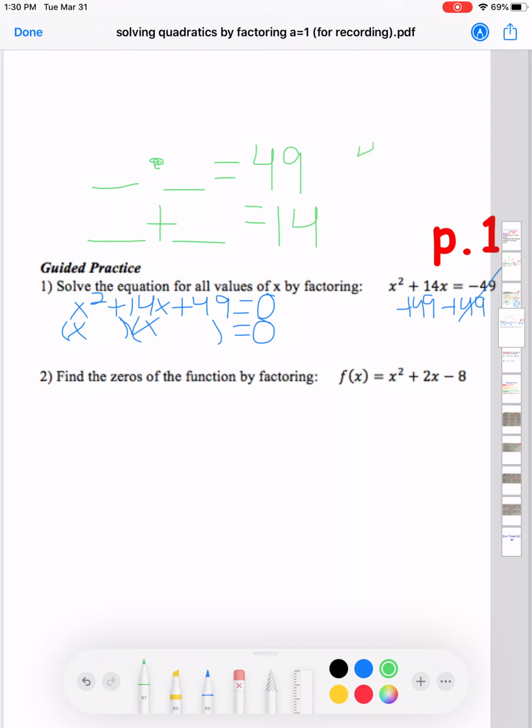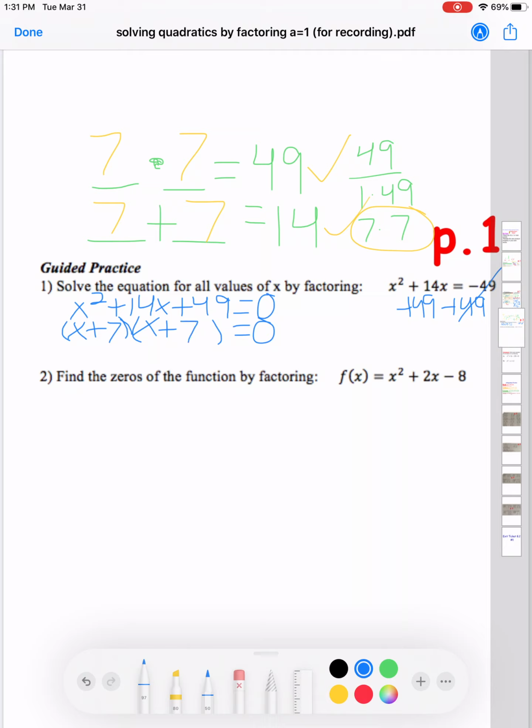So if we think about the factors of 49, the factors of 49 that we know are 1 and 49 and 7 and 7. So the numbers that we should pick from this list are 7 and 7, because if we do 7 times 7, that gives us 49. And if we do 7 plus 7, that also gives us 14. So that means that we're going to have positive 7 and another positive 7 that fill in our 2 binomials.